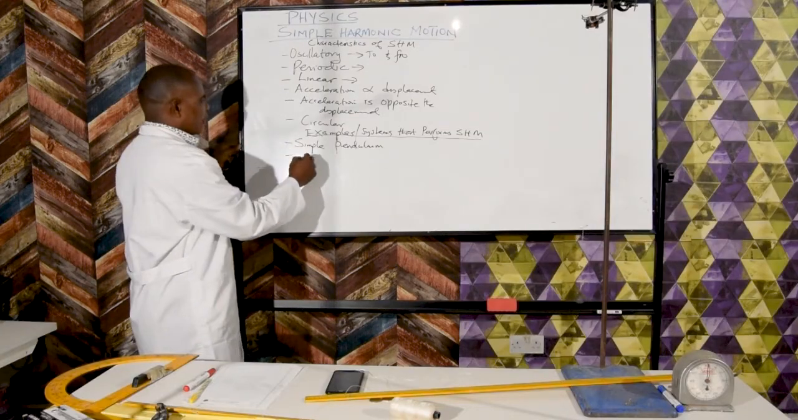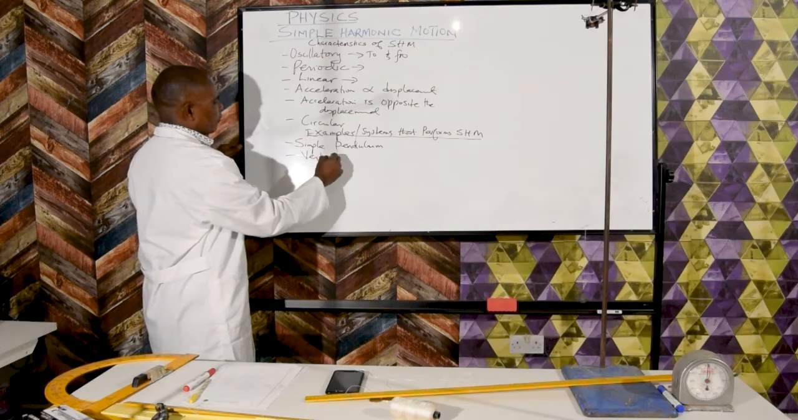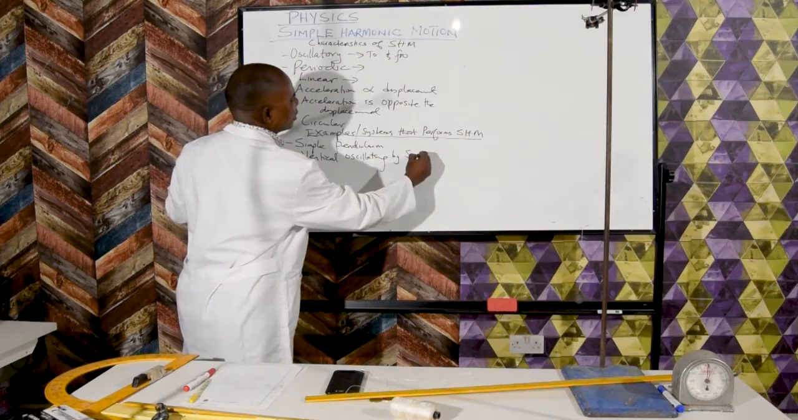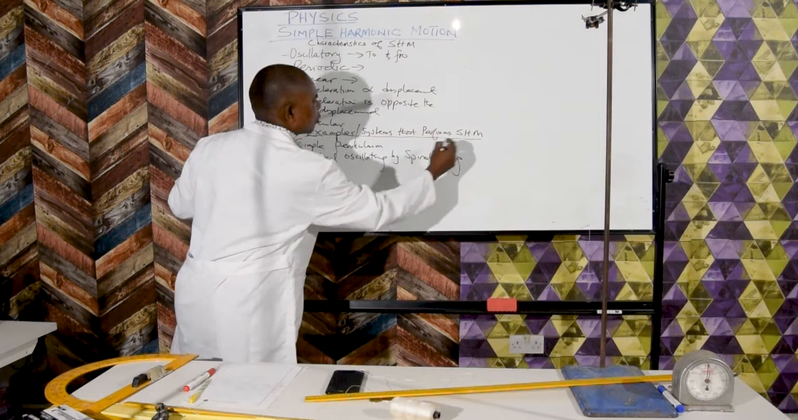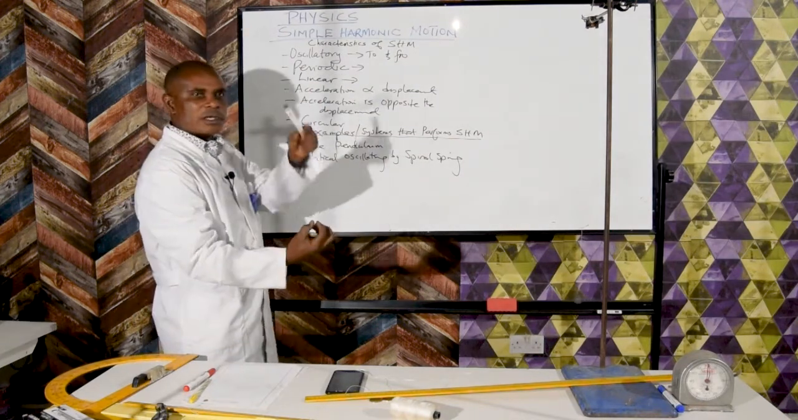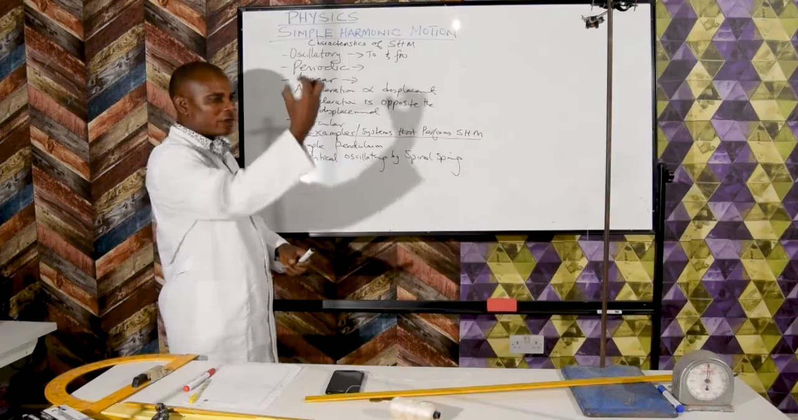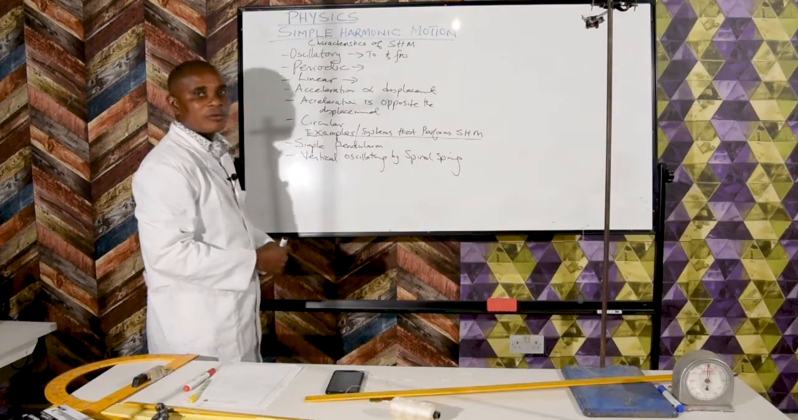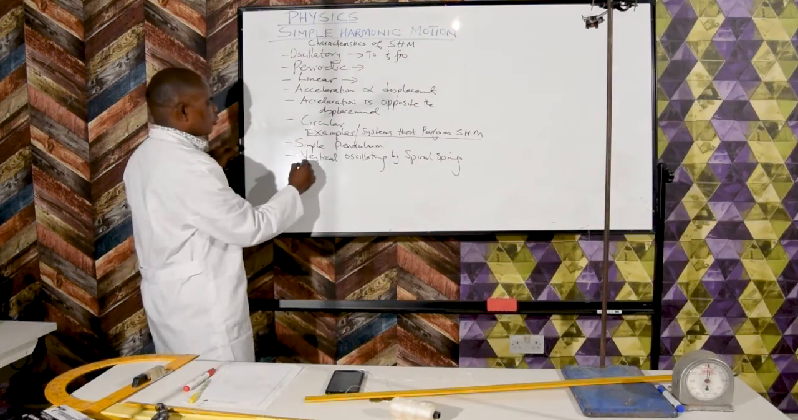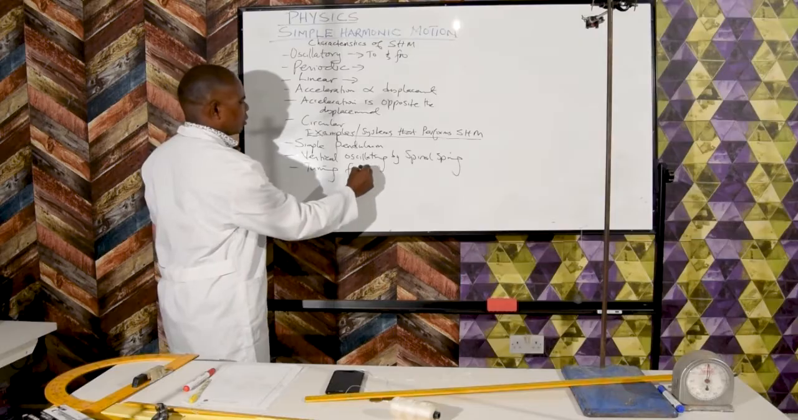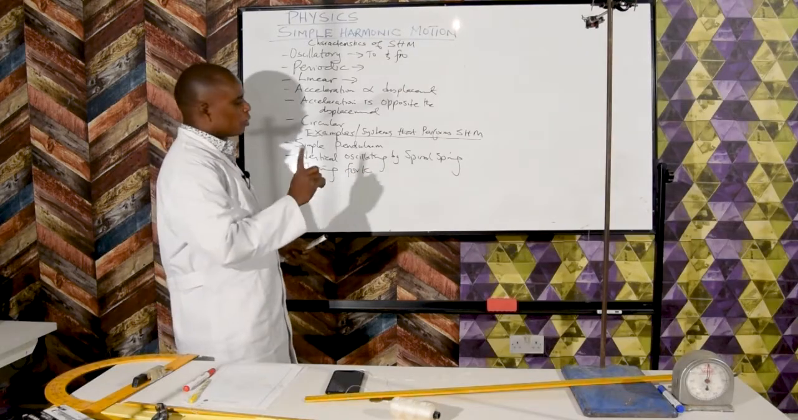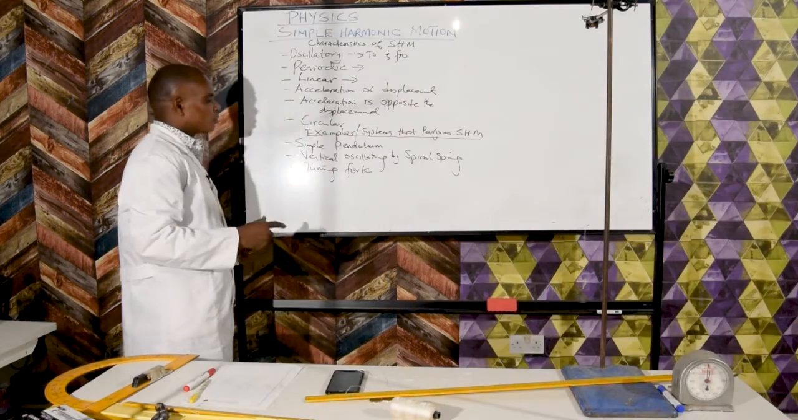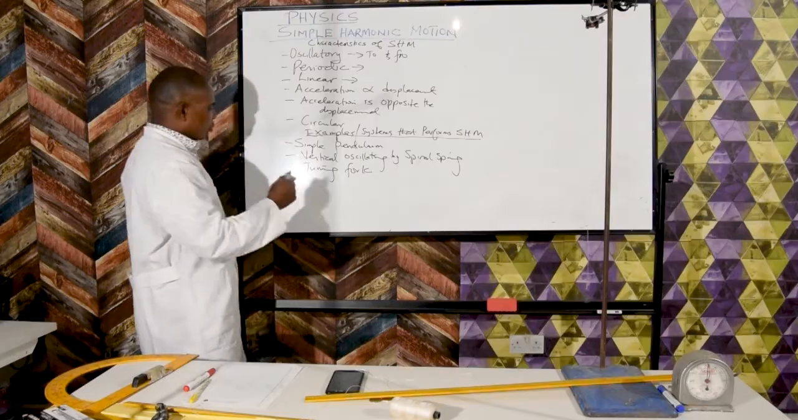Then you have vertical oscillation by a spiral spring. Some of you have seen a spiral spring. It oscillates up and down. That's one example of simple harmonic motion. There's also the tuning fork. When you sound the tuning fork, it vibrates. It also moves to and fro. That's simple harmonic motion as well.